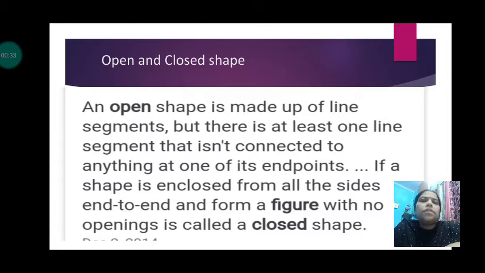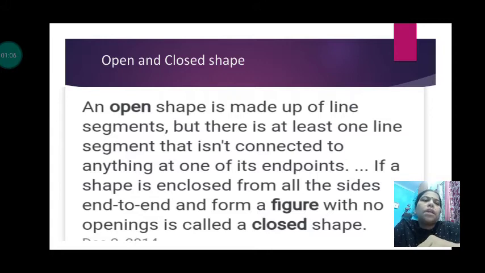It means that this open shape can have many line segments, but at the end of the line segments, one line segment will be there that will not be connected to anything. That means there will be an opening, and the shape will be called an open shape because it does not have any endpoint connected to anything.